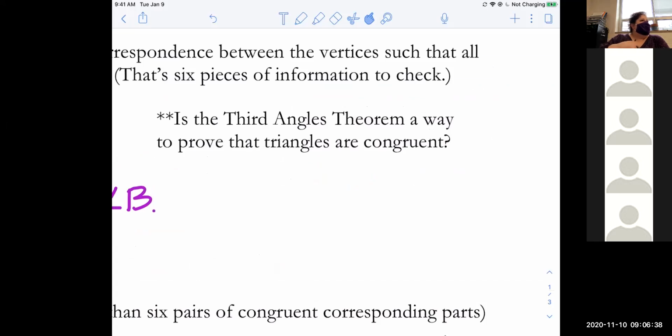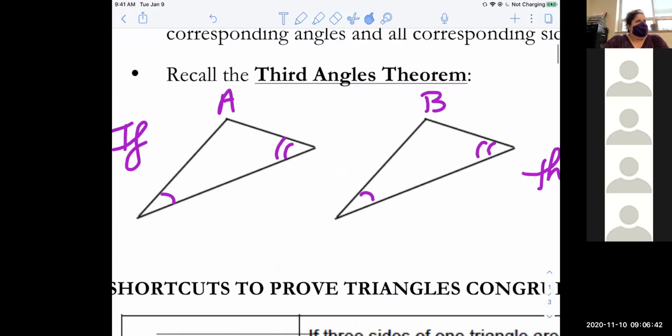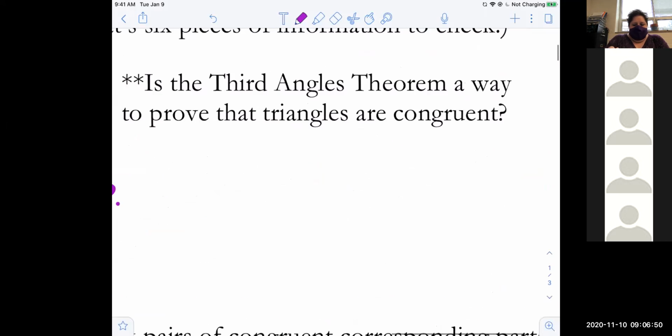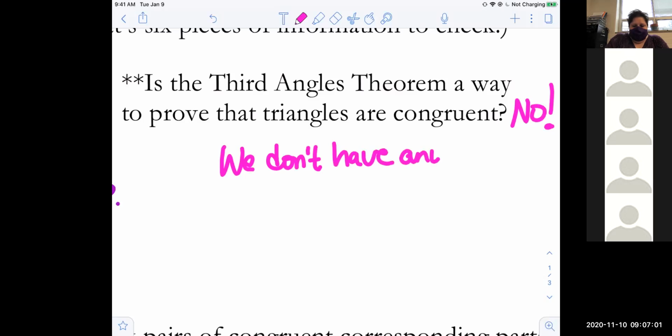Is the third angles theorem a way to prove triangles congruent? So would we know that these triangles are congruent to each other? Yeah. If you don't know any side lengths, then you will not be able to say whether the triangles are congruent. So again, be careful with that because maybe they're congruent, but if you don't know any sides, angles alone is not enough.